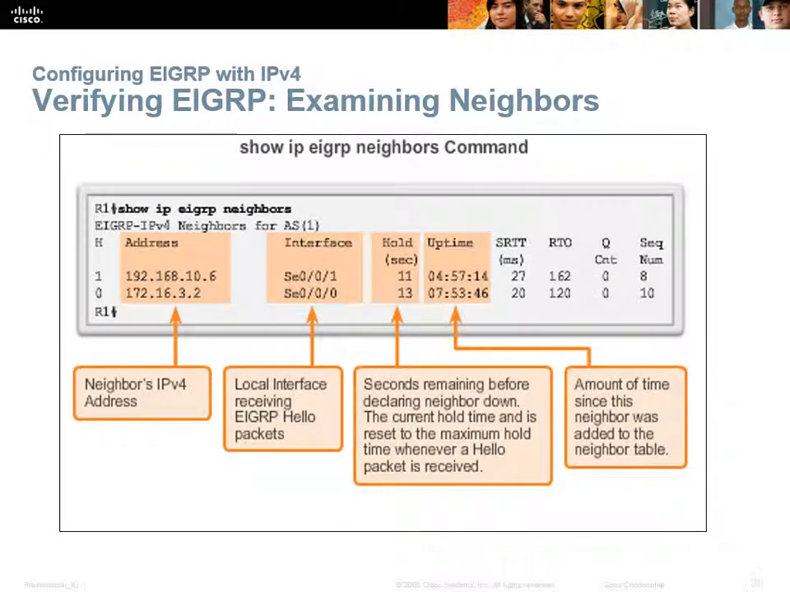Okay? So when you're looking in your show EIGRP neighbors, we have two different networks here. We have the 10.6 and the 3.2 out of the two different serials. We have hold time of 11 seconds and 13 seconds. And we have our uptime that tells you how long it's been since that went down or before it resets for the whole time. Okay? Any questions?